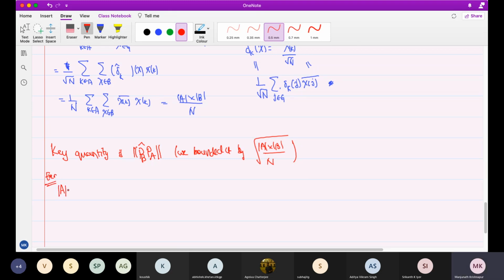If cardinality A times cardinality B is less than or equal to alpha n, alpha is less than 1, and G is supported on A, then G hat, the amount that it can put inside B, is less than or equal to alpha times the L2 norm.